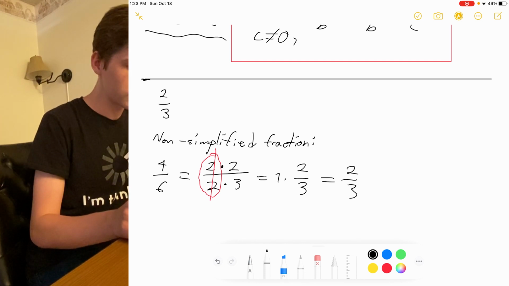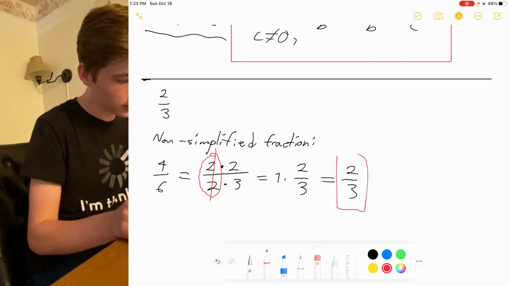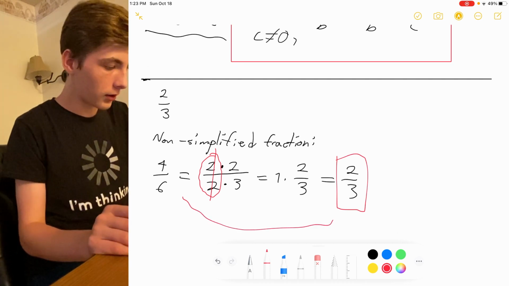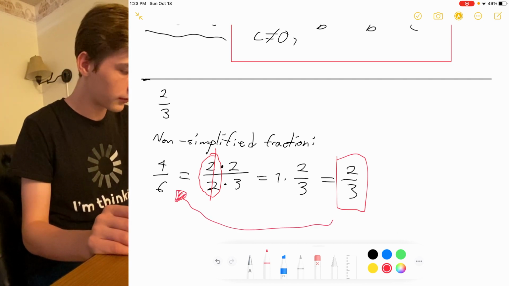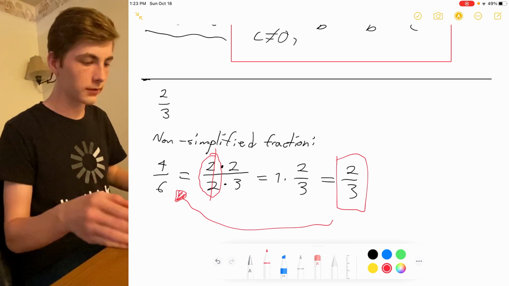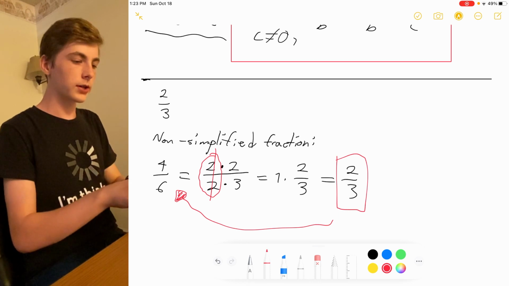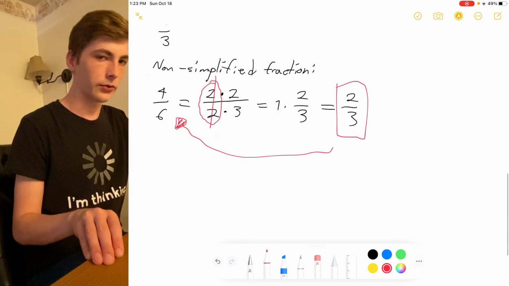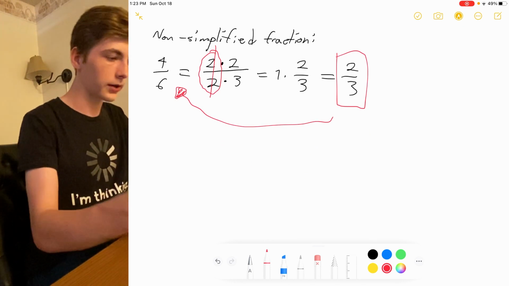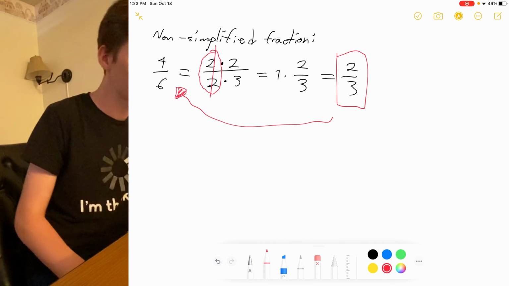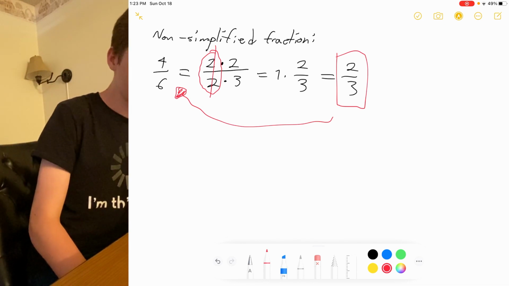Which is just 2/3. So this right here is what we call the simplified form of this fraction over here, right? They're equivalent. We didn't do anything that changed the value of it, but we changed the numbers on it by canceling those common factors. So a simplified fraction is one that has no common factors, right? Like this 2 and this 3, they have no common factors.